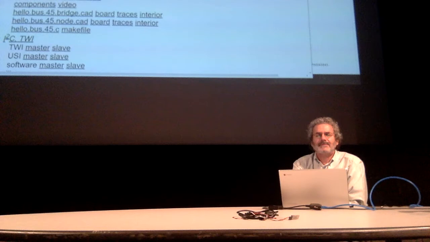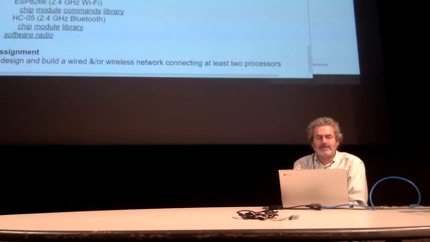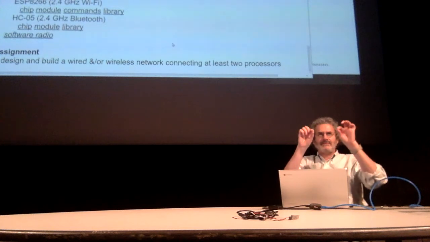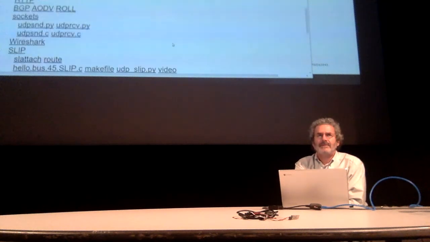Okay, so networking. The optional assignment for this week, which is usually a separate week, is build a wired or wireless network connecting at least two processors. So the distinction is this week's assignment is one processor talking to a host computer, and then you're going to interface it to sensors and actuators. The point of this is for you to have two different processors talking to each other. Okay.